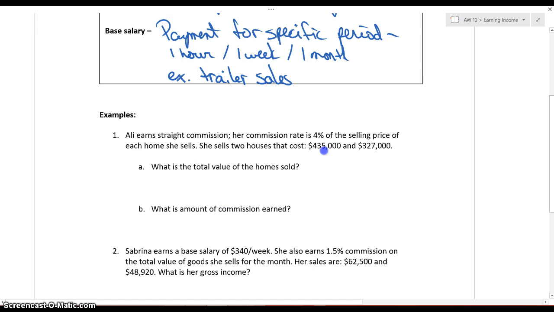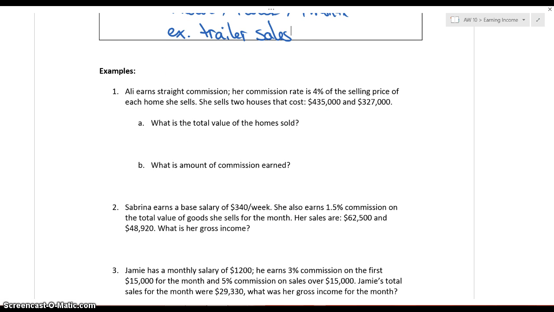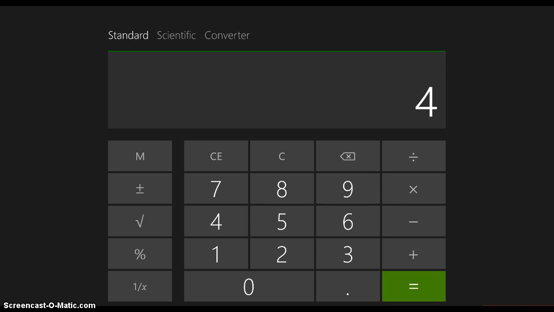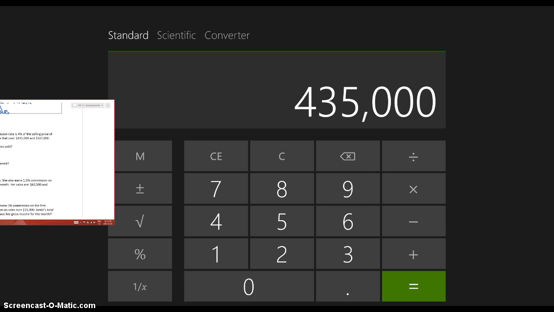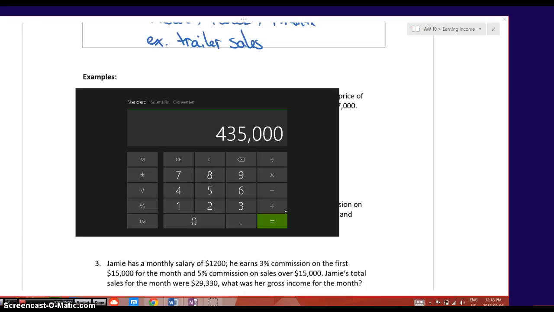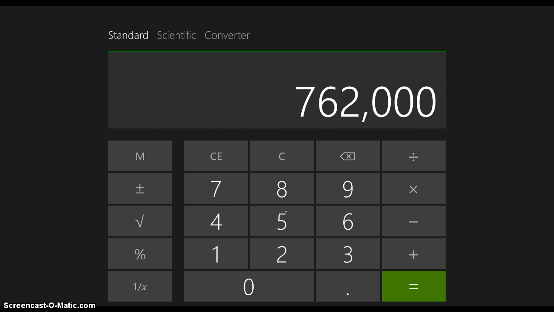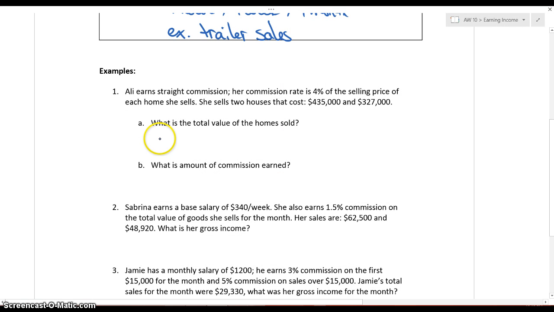Okay, so let's take a look at Allie, for example. She's a realtor, it sounds like, and she earns 4% of her sales. She made 2 sales, $435,000 and $327,000. So her total sales were $762,000. Basically, you're just going to take those and add them.